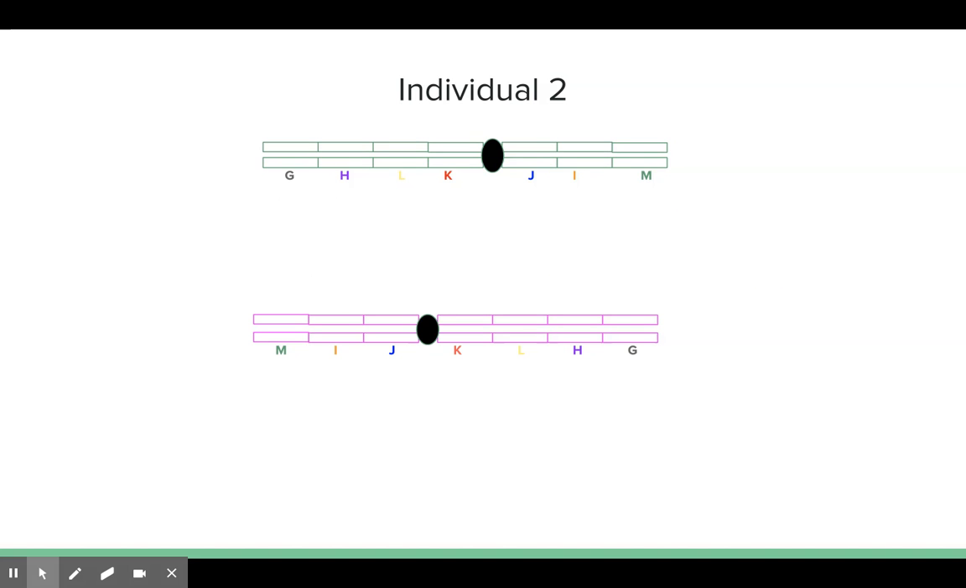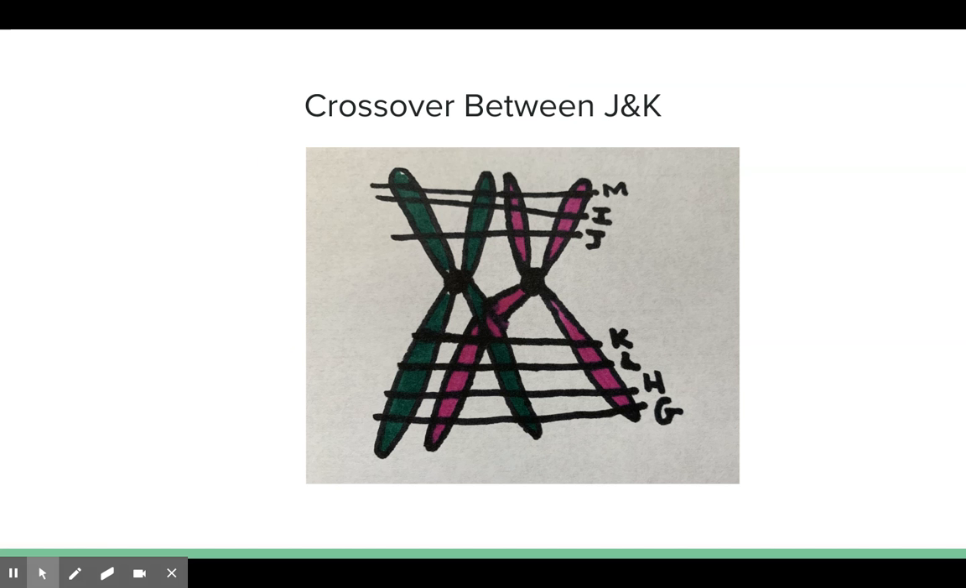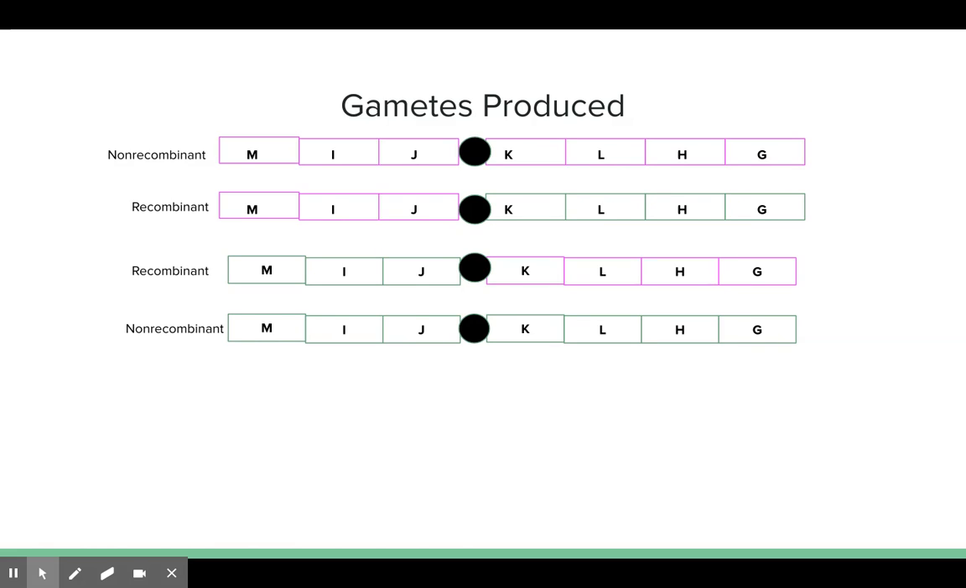For individual 2, here are the chromosomes given. Notice that the order of the regions on the chromosomes are the same, so there are no aberrations. Since there are no aberrations on the chromosome, no loop is necessary for a crossover between regions J and K. Just like we saw on the previous crossover, there are 2 non-recombinant and 2 recombinant gametes. All the gametes produced are viable because they contain all of the original chromosomal regions.